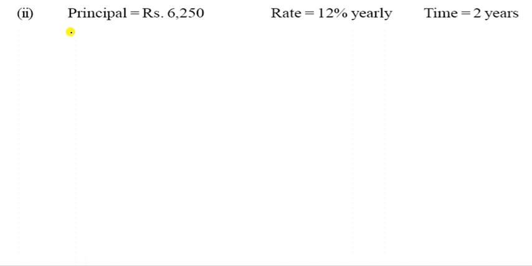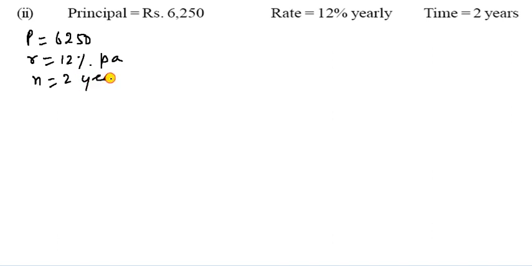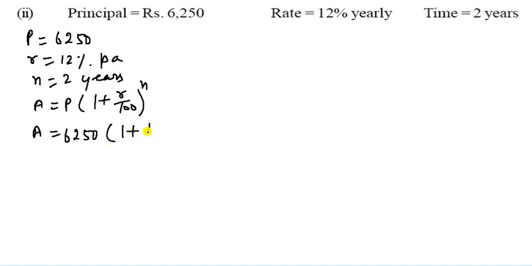So let us see the second part of this question. In this question, principal P is equal to 6250, the rate of interest is 12% yearly or per annum, and time is 2 years. So let us see. A is equal to P times (1 plus R upon 100) to the power N. P is given as 6250, and 1 plus R is 12 upon 100, and whole power is 2 only.